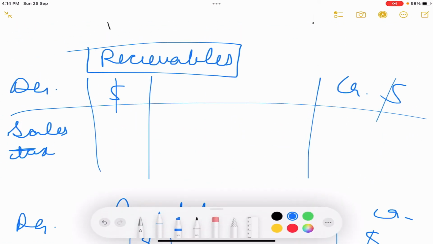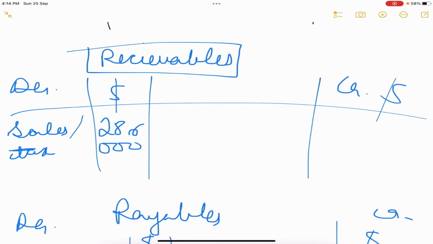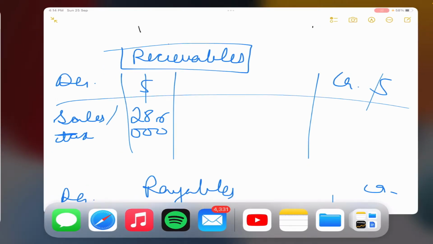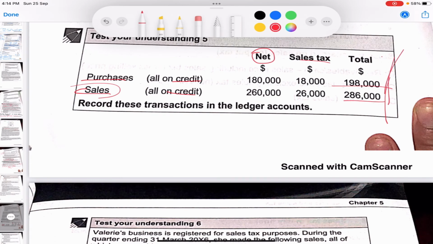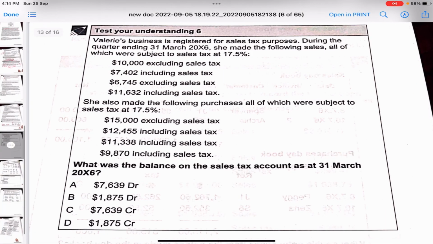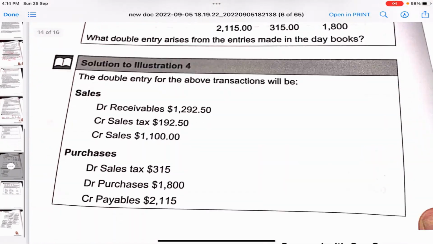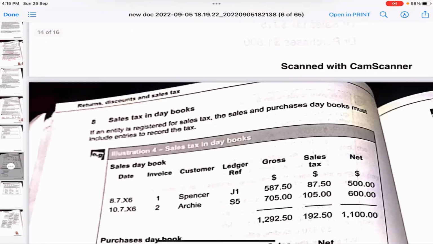Sales 286,000. If you want, you can make it into two separate entries, sales and then sales tax, but you can just write both of them together. Okay, I hope you understood what we have done in this question, and I hope you don't have any doubt. That's it with our test your understanding 5. Now we have our test your understanding 6. After that we are just going to be left with the books. Okay, let's quickly finish it.